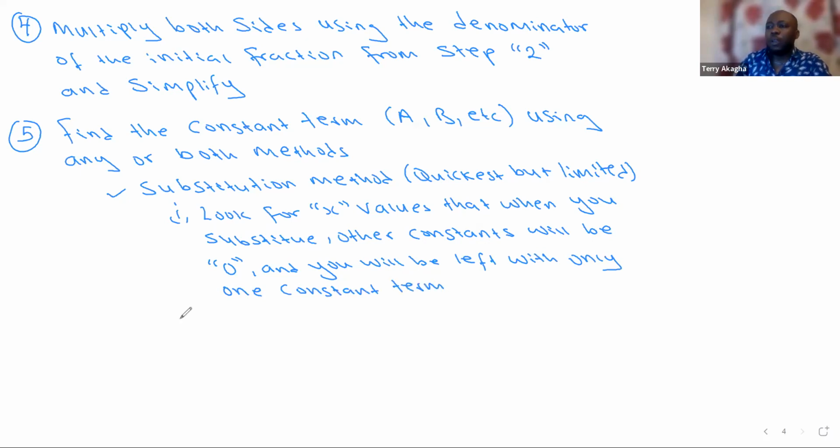Then when you've done that, you repeat it till you find all the constant terms. So you keep on repeating this step, till you find all the constant terms. Then you can go back to step 3 and, with the calculated constant terms, rewrite it.